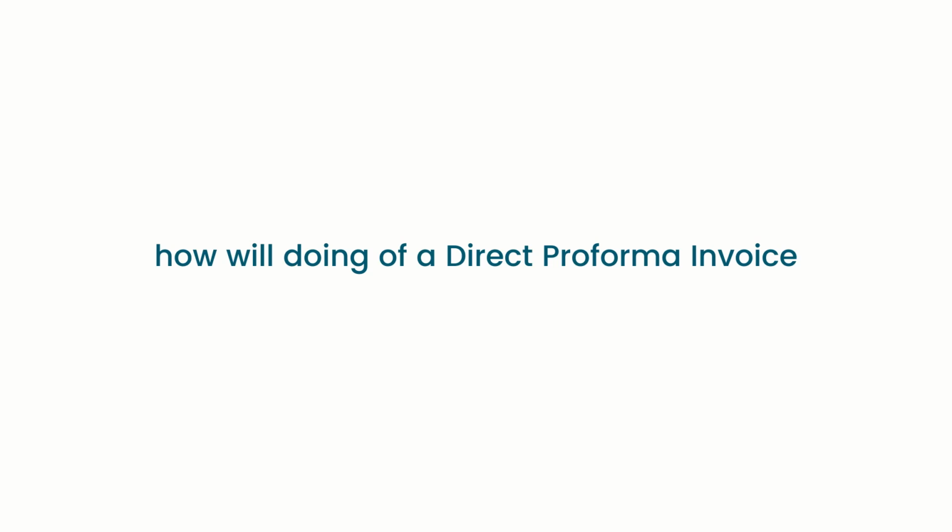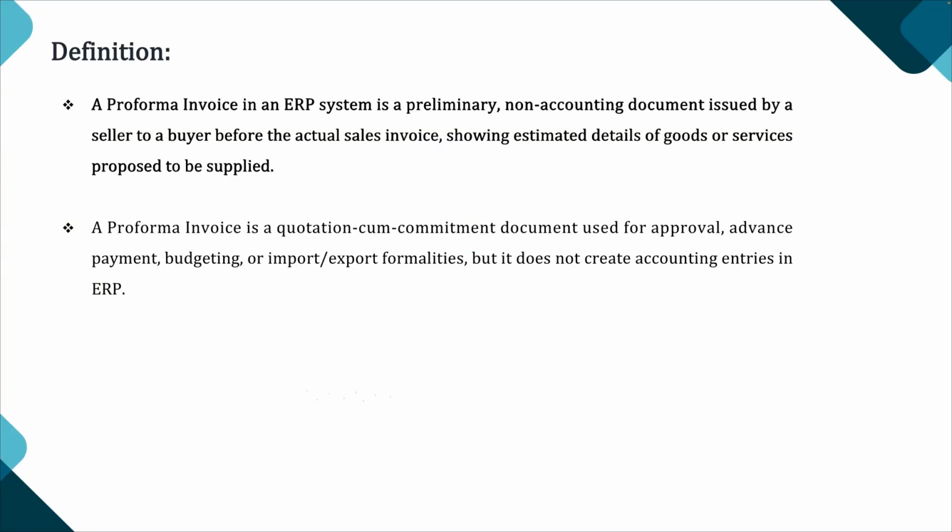In this video, we are going to learn about how we'll be doing a direct proforma invoice. So what do you mean by a proforma invoice in an ERP system? It is a preliminary non-accounting document issued by a seller to a buyer before the actual sales invoice, showing estimated details of goods or services proposed to be supplied.